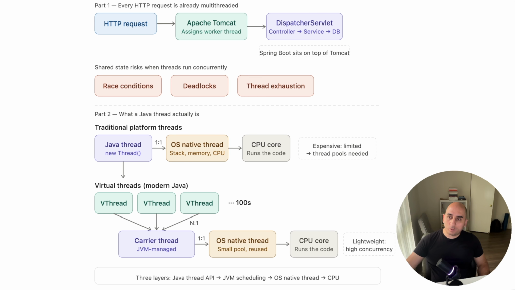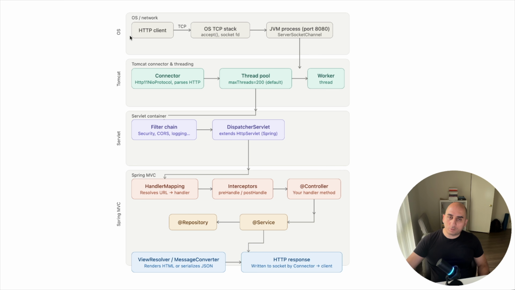To put that into detail, whenever we receive an HTTP request, we are creating a socket connection. Under the hood, an HTTP request is nothing else but another socket connection. So we receive the HTTP request, and after that Tomcat captures that request and assigns a worker thread to it.